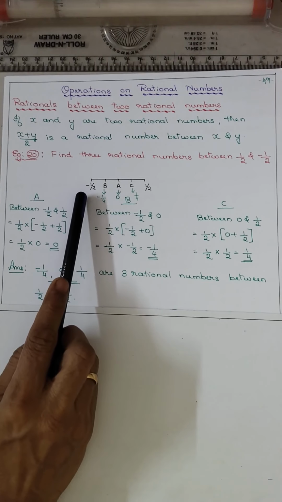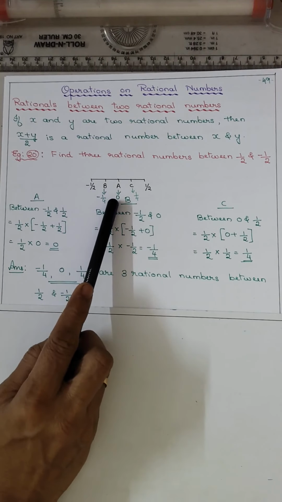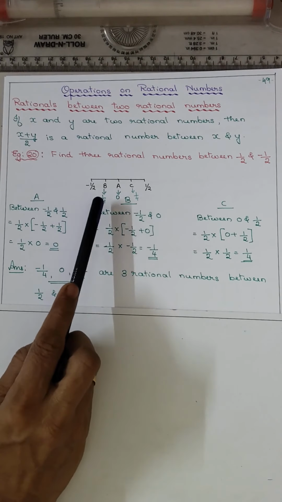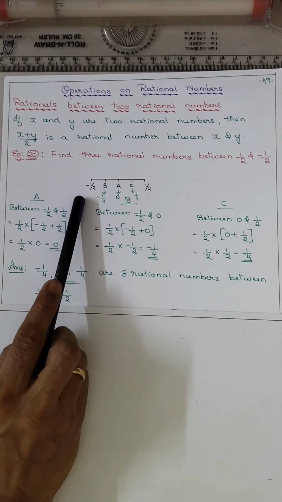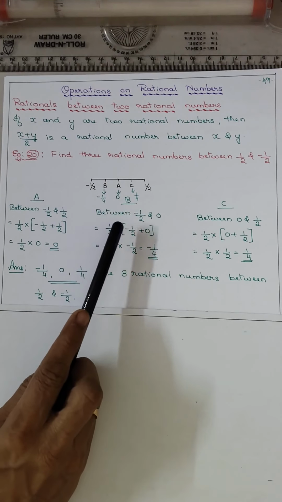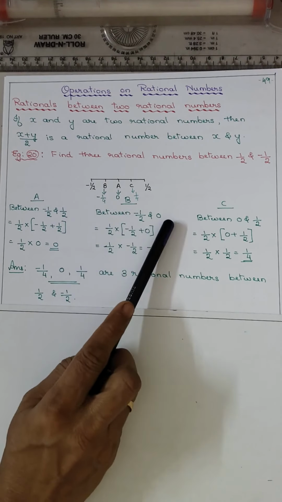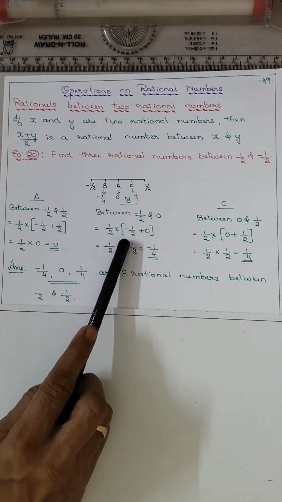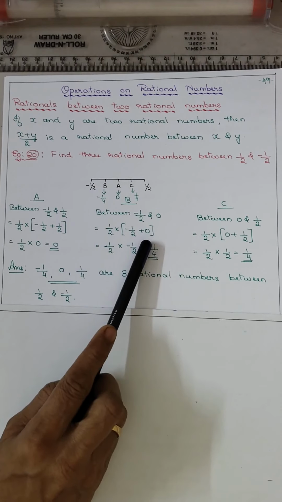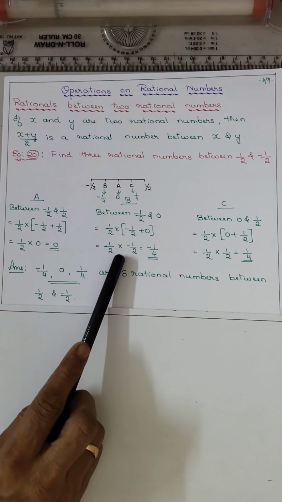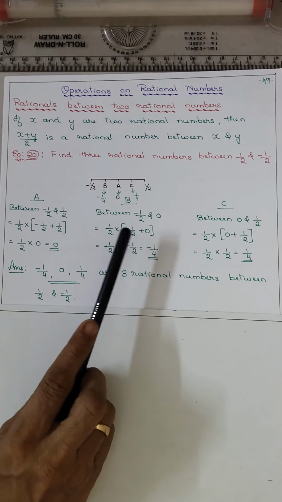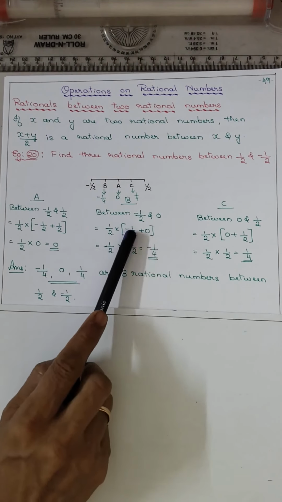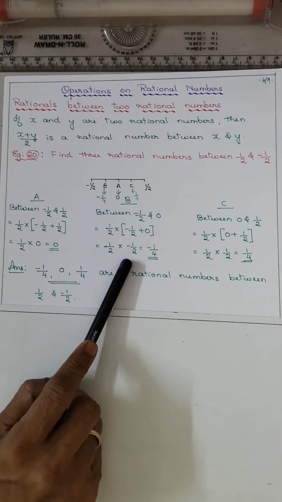Now for b we have to find out which one and all, which two numbers we have to take? minus 1 by 2 and 0. b फाइंड आउट करने के लिए कौन सा दो नंबर लेने का? minus 1 by 2 and 0. So between minus 1 by 2 and 0, so that is the same method, half into minus 1 by 2 plus 0. So 1 by 2 into any number when 0 is added, it remains the same. So ये minus 1 by 2 ही रहेगा.